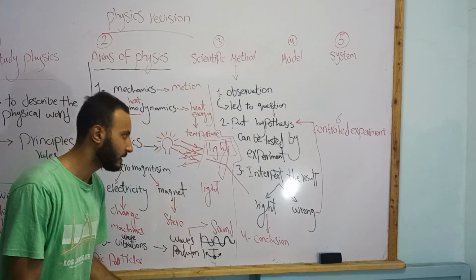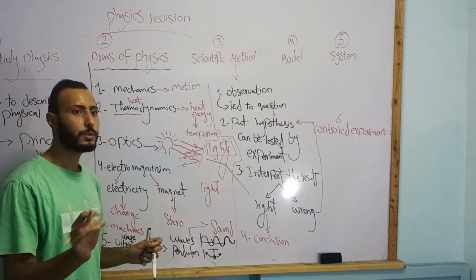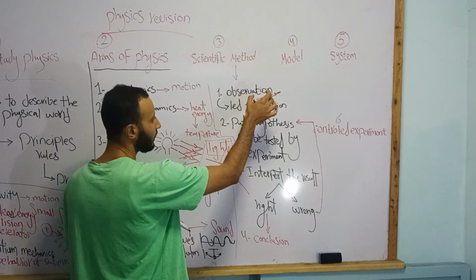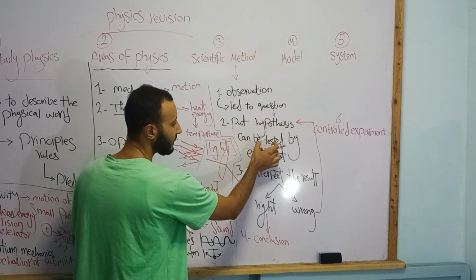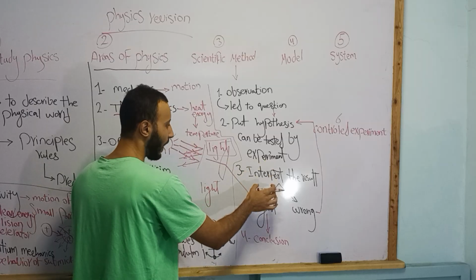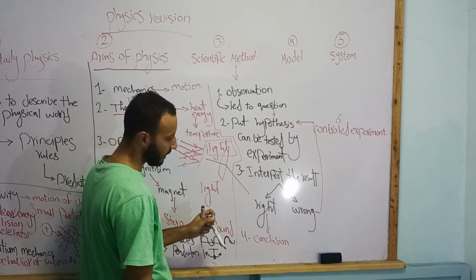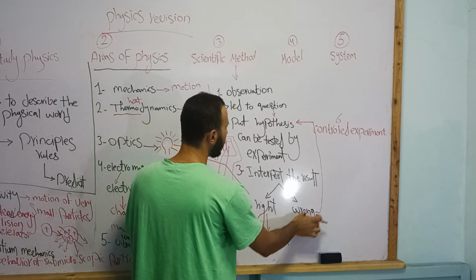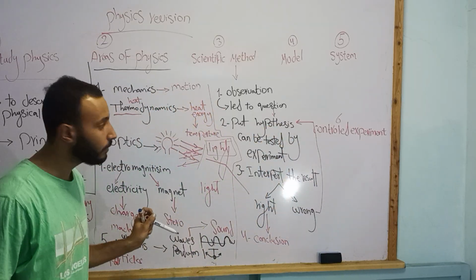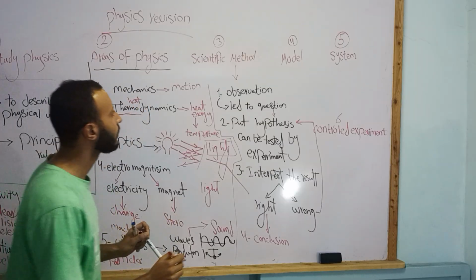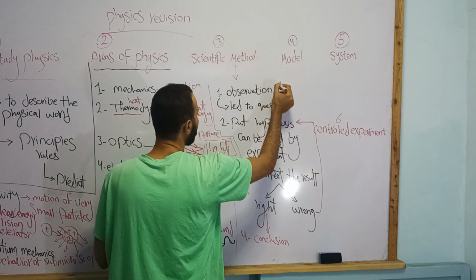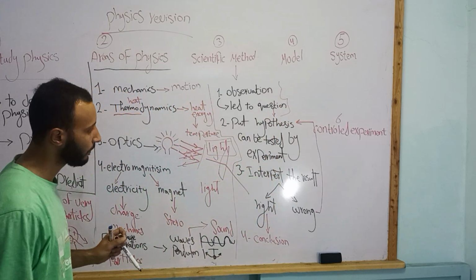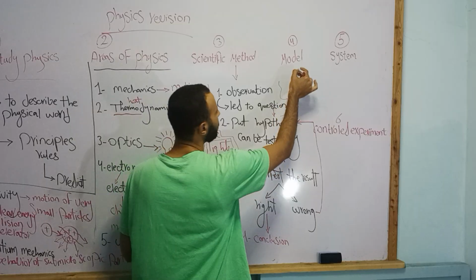The questions will always come in the arrangement of these steps. So you have to know that the first step is observation, which leads to a question, then a hypothesis that can be tested by experiment, then you interpret the result. If the result was right, you go to the conclusion, and if the result was wrong, you go back to the hypothesis. Okay, that's fine. So that was all about the scientific method, or we can call it scientific investigation. So now let's get to the models.